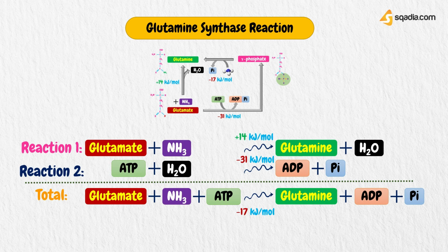Now the overall reaction can be written as glutamate in combination with ammonia and ATP forms glutamine with ADP and inorganic phosphate. Hope you have understood the basic concept of energetic coupling now.